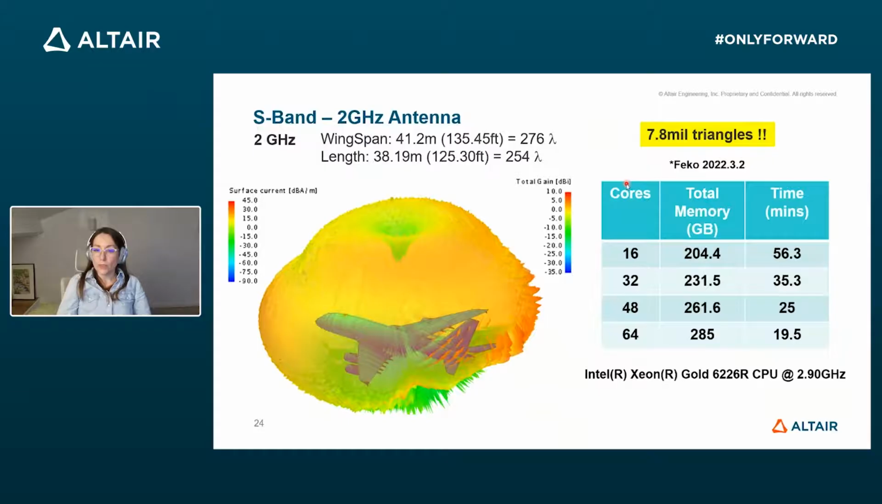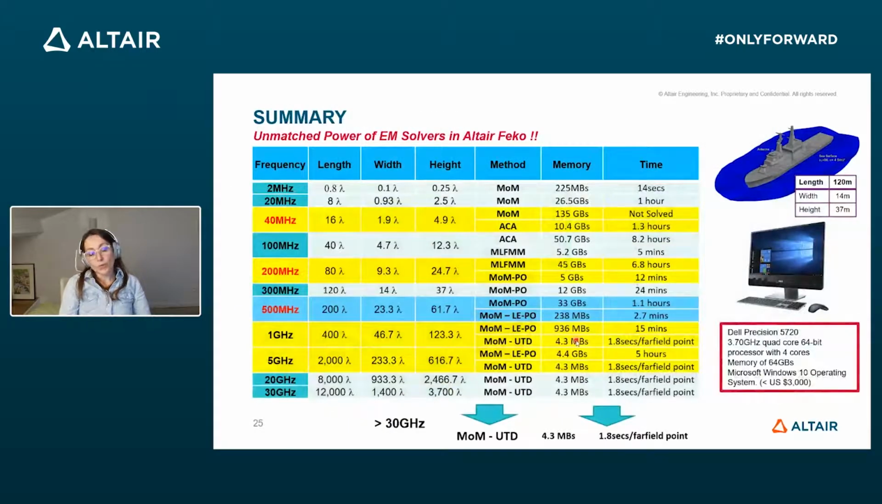And in this table, you can see a bit how Feko performs for this type of problems in time, but also in memory requirements and per combination of cores. And these are all performed on this machine. So you can see that it scales quite nicely with the number of cores increasing. The required memory remains relatively acceptable, and the runtime, of course, decreases accordingly. Now, to summarize a bit what I have mentioned so far, so this is a table that allows you to see a bit the power of the EM solvers within Feko.